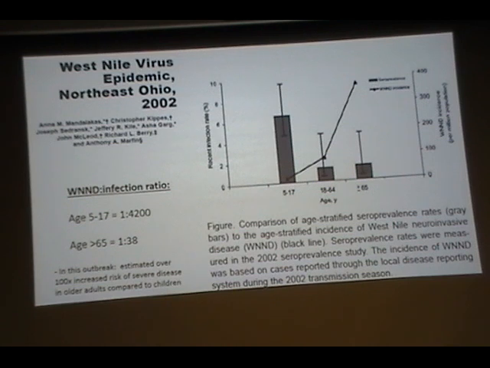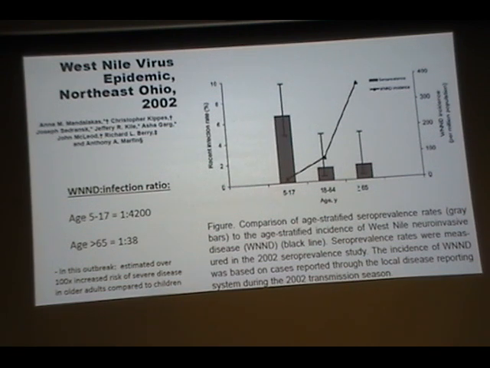So in Northeast Ohio, if you look at what happened with West Nile virus, it's kind of representative of things that happen with viral infections in general. And that is, if you look at how many people got sick versus how many people got infected.